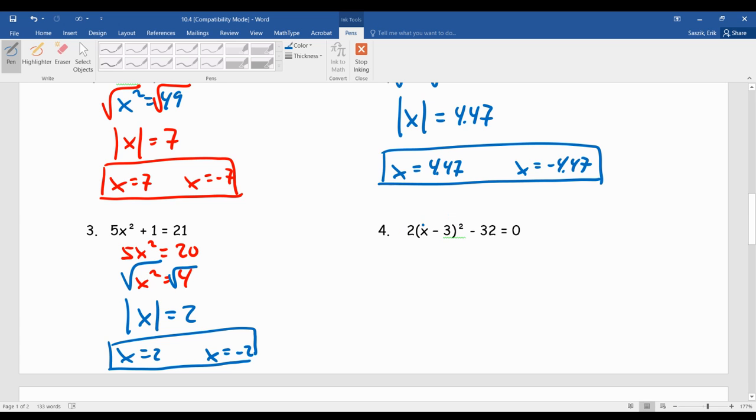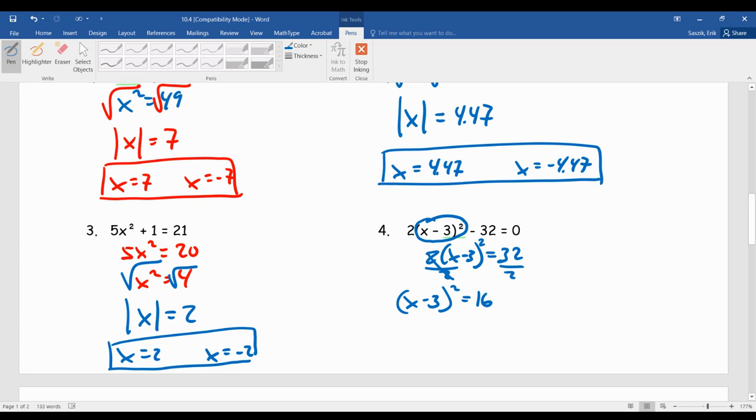A lot of times people want to distribute this 2. Do not distribute the 2. You can't distribute the 2 because of this squared here. So you just want to get this by itself. So move the 32 over first. Remember, that's squared. A number in front of the parentheses means multiply, so we're going to divide both sides by 2. So I get x minus 3 squared equals 16.